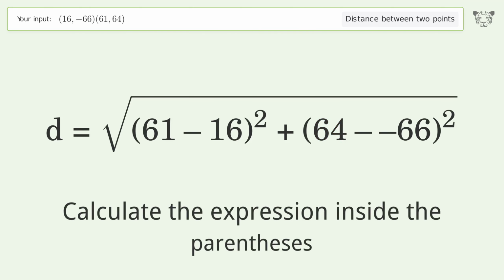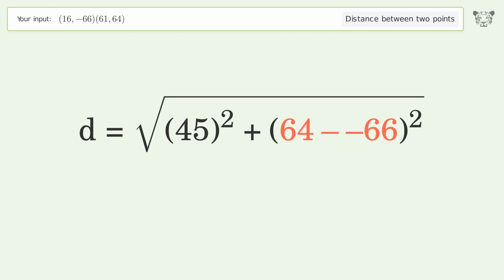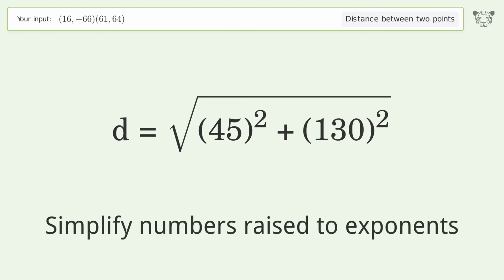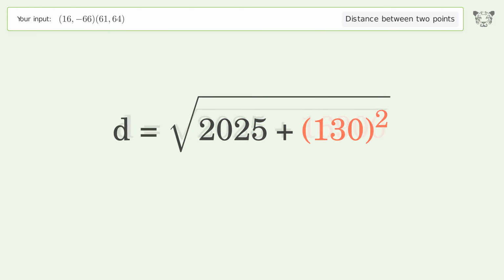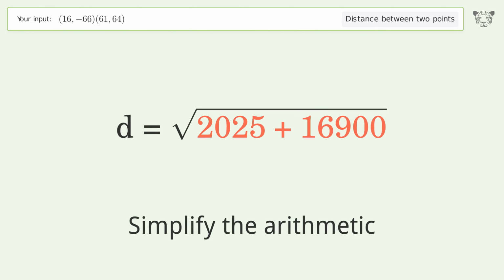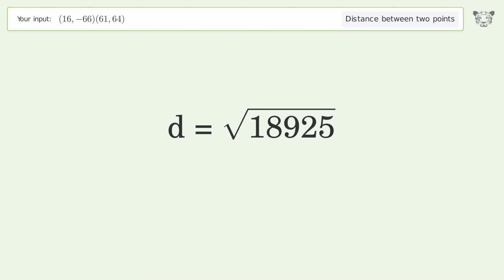Calculate the expression inside the parentheses. Simplify numbers raised to exponents. Simplify the arithmetic. And so the distance between the 2 points is the square root of 18,925 or 137.568.